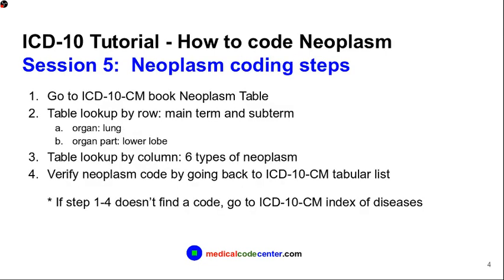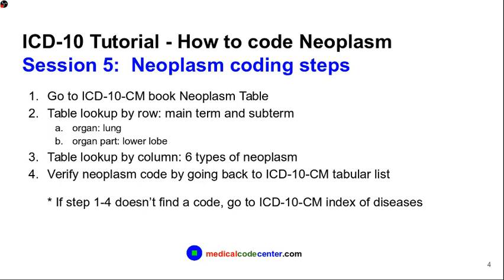Next, we will describe the neoplasm coding steps. Step 1 is to go to the ICD-10 CM book and find the neoplasm table. The second step is to do a table lookup by row. Each row is either a main term or a subterm. For example, for lung cancer, you first find the main term lung in the row, and then under lung you will have lower lobe, which is the organ part.